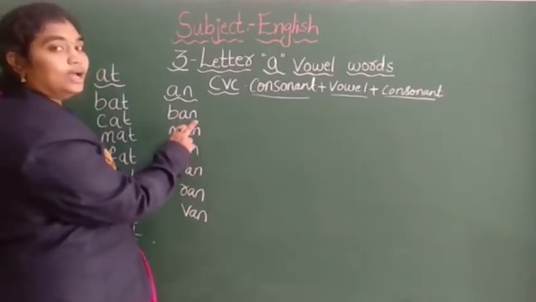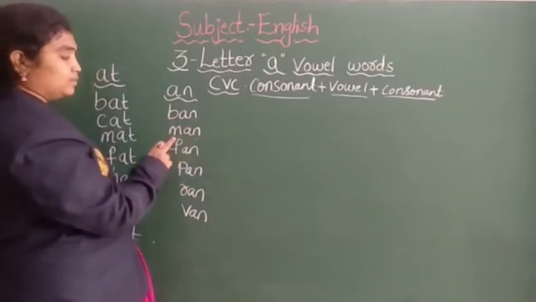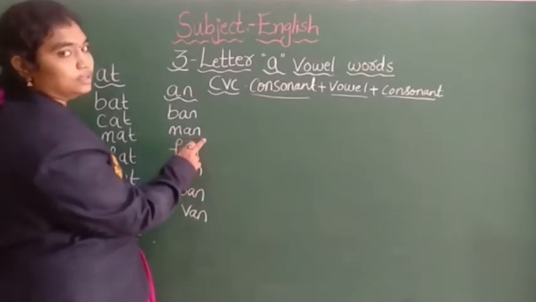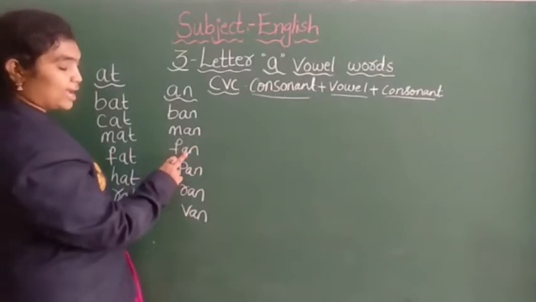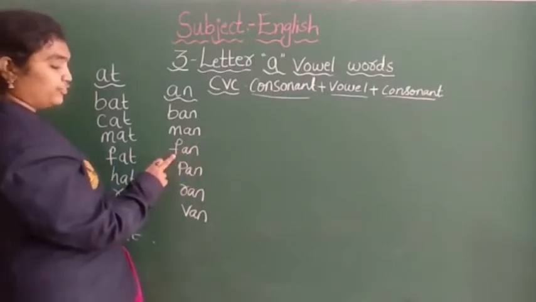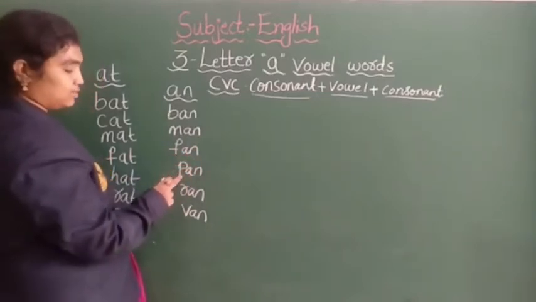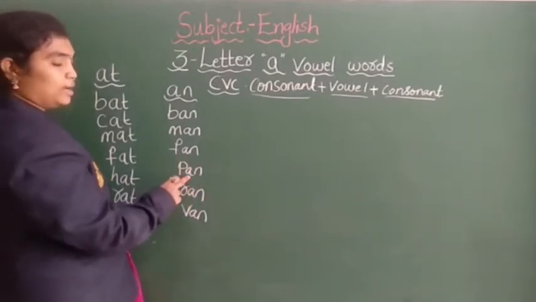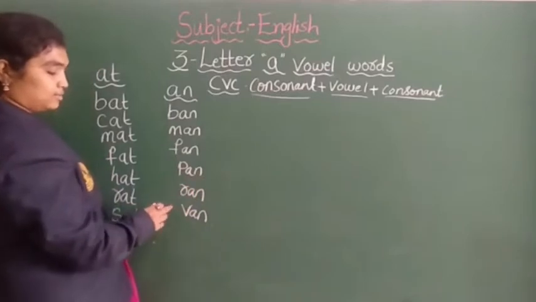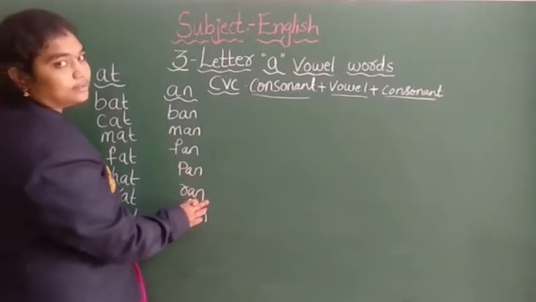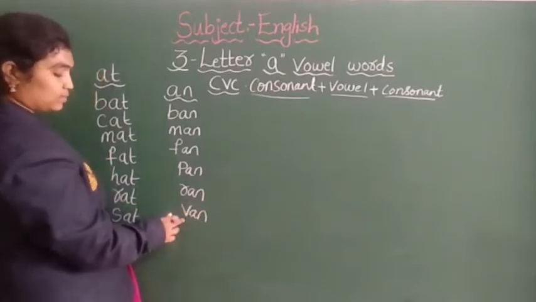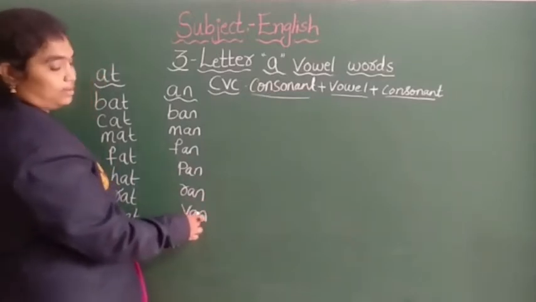But in the phonetic way, the letters are B, A, N, ban. M, A, N, man. F, A, N, fan. P, A, N, pan. R, A, N, ran. V, A, N, van.